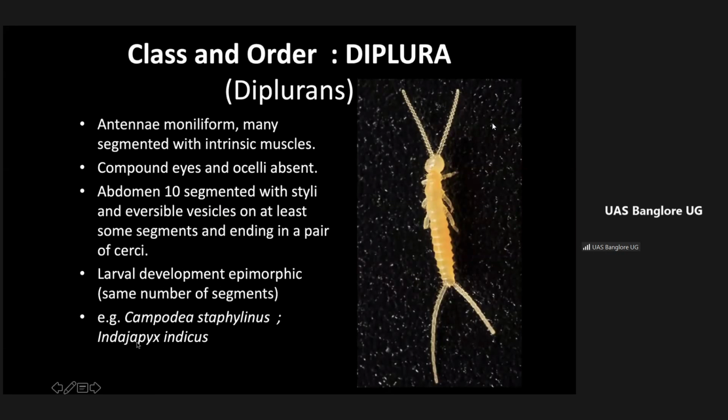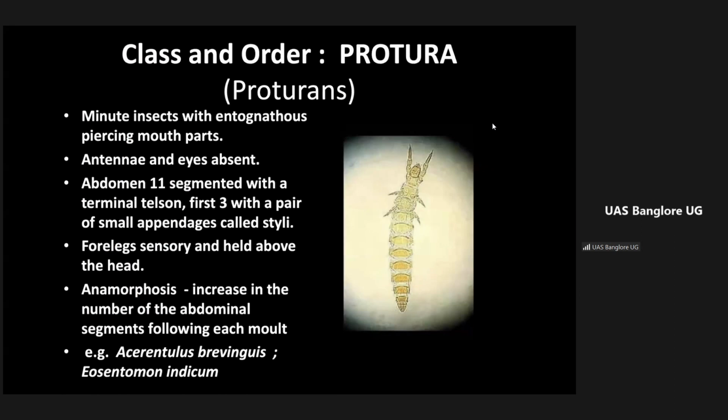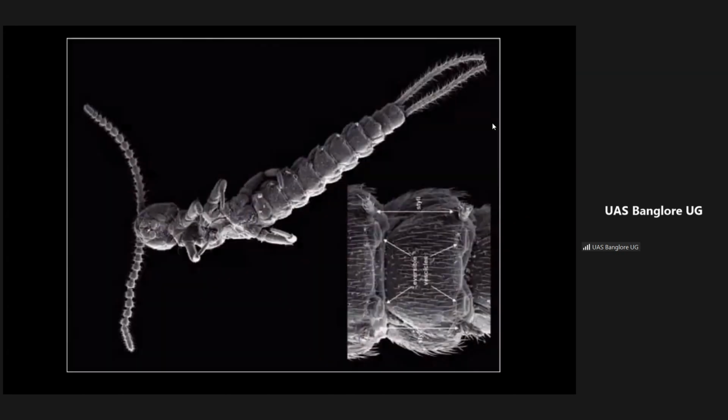Example is Indian Japyx indicus. It is from India, so they have named it indicus. A species of Diplura from India is Japyx indicus. Don't worry about the examples right now, but only look for the characters. Protura: eyes and antennae absent, whereas the abdomen is 11 segmented. In Diplura, only eyes are absent and the abdomen is 10 segmented. Clear? Antenna is moniliform. That is how you can differentiate. Then these are the eversible glands, eversible vesicles, which are on the ventral surface of the abdomen. Don't worry about that.